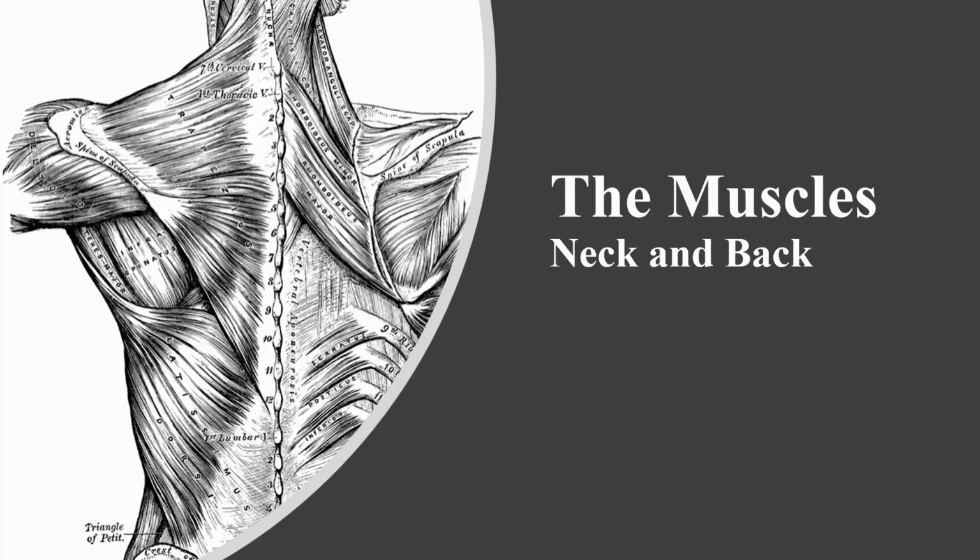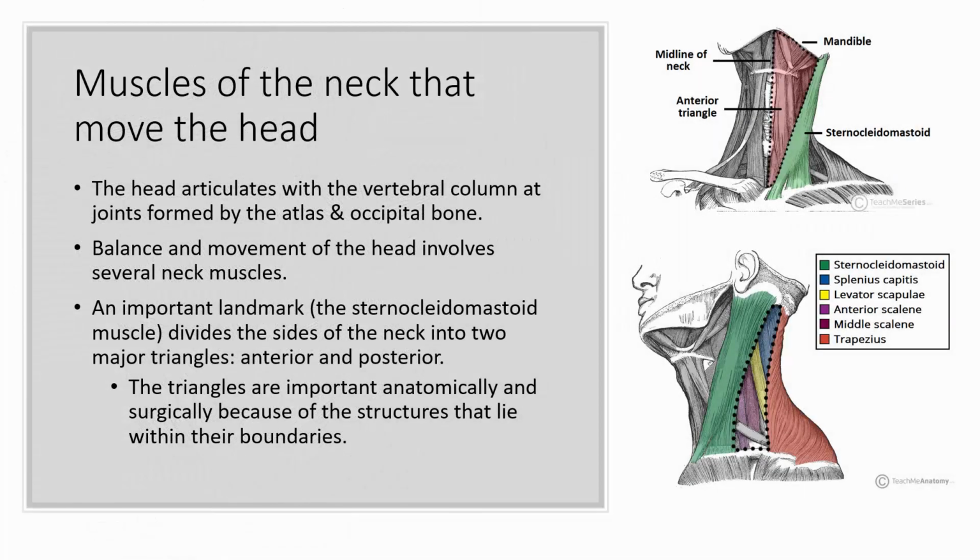In this lecture, we're going to look at the muscles of the neck and back. Now, the muscles of the neck that move the head articulate with the vertebral column at the joints formed by the atlas and occipital bone, which we call the atlanto-occipital joint. Balance and movement of the head involves several neck muscles.